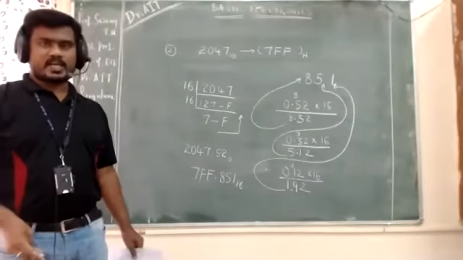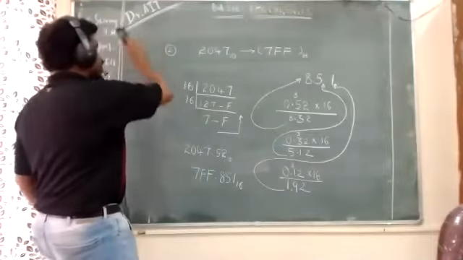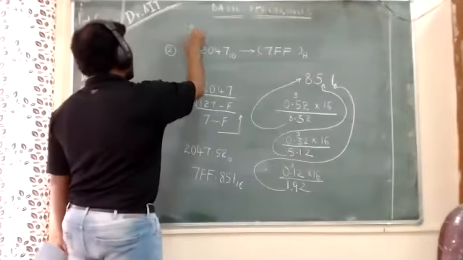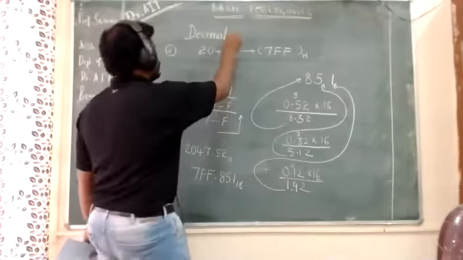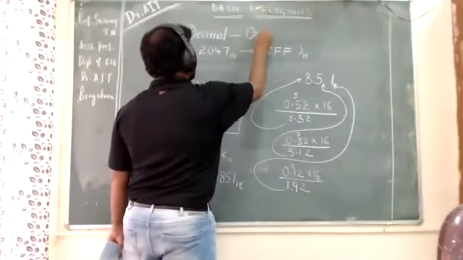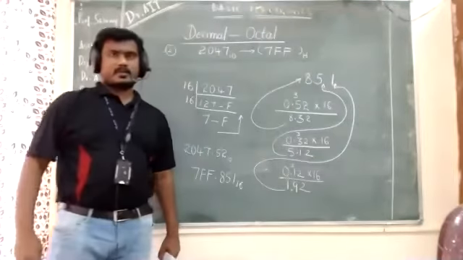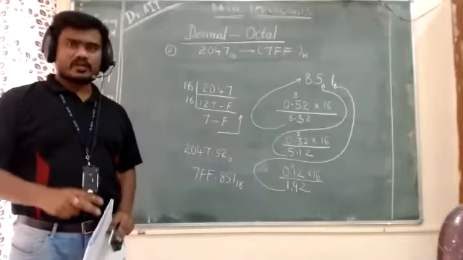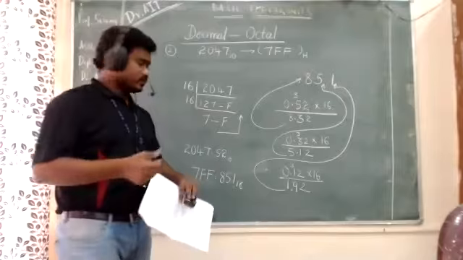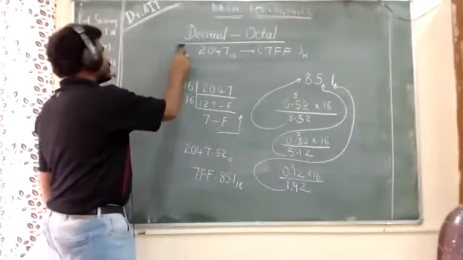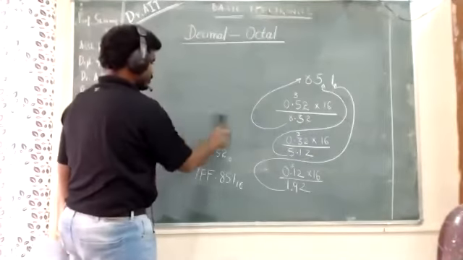And I will take the next type of conversion. The next type of conversion is this: how we can convert the decimal number to its octal equivalent. I hope the first thing is clear. Any doubt, you can put in the comment section, or you can call me later also. Okay, so now we'll take this conversion, that is decimal number to its octal number system.